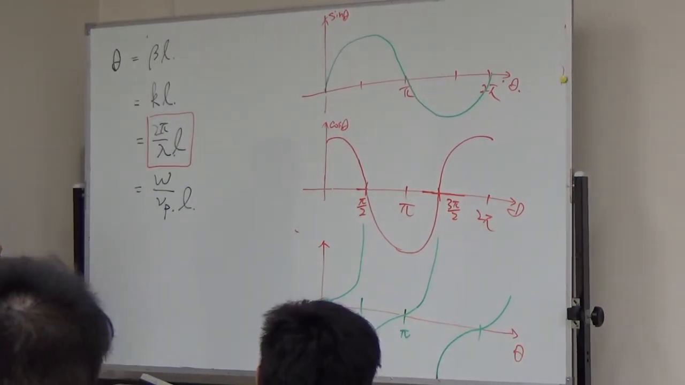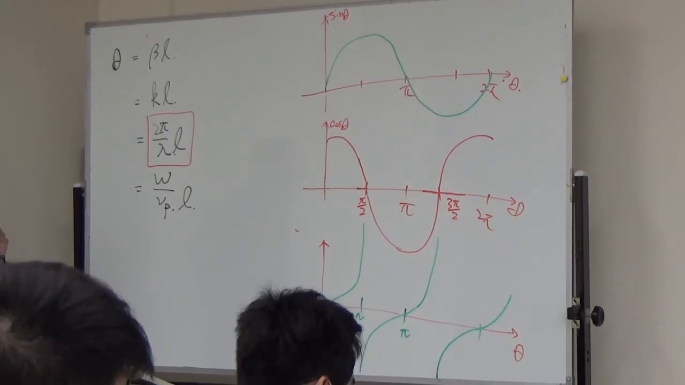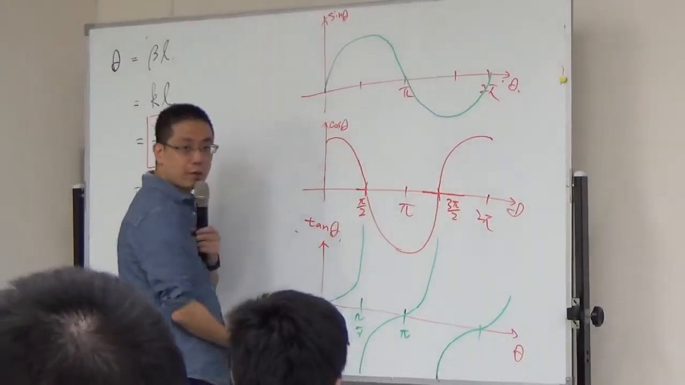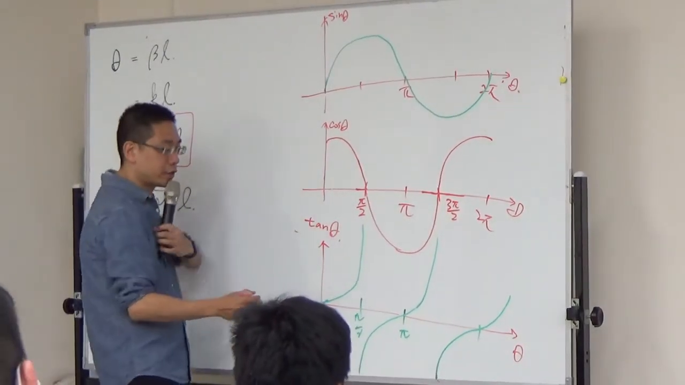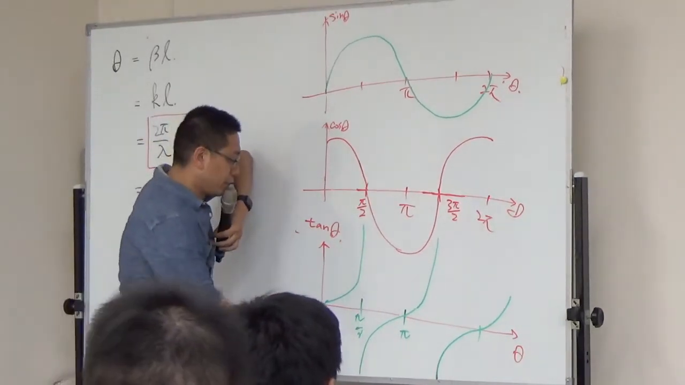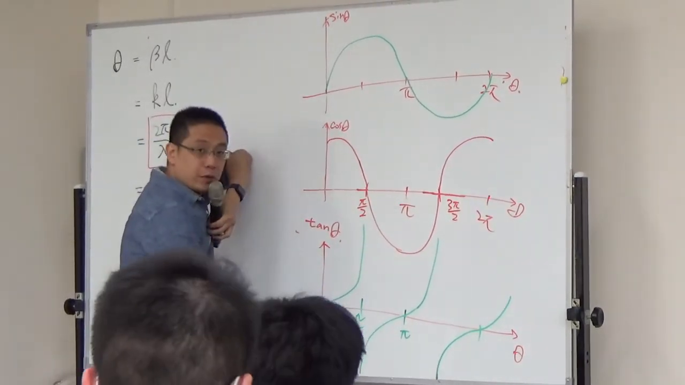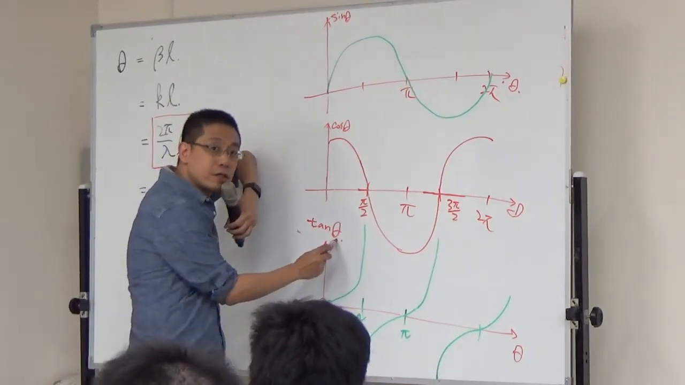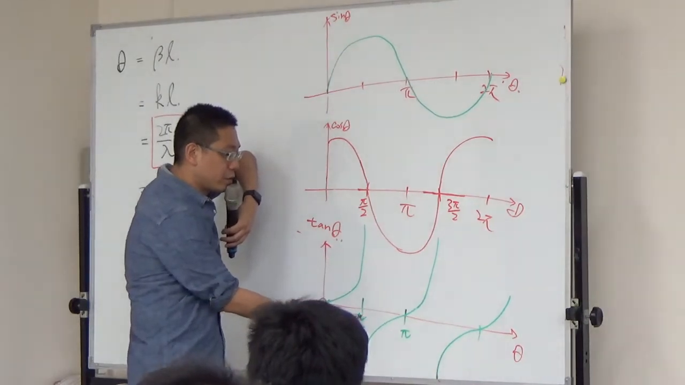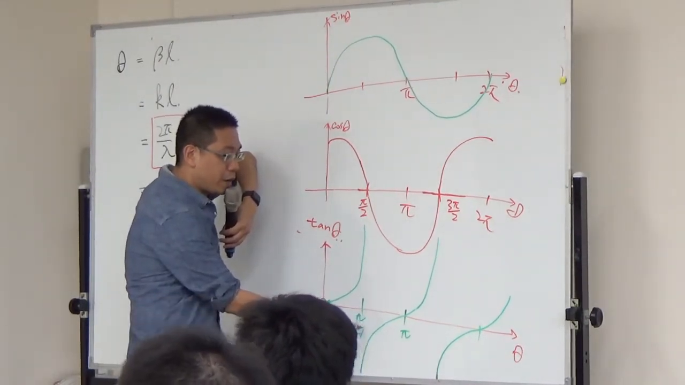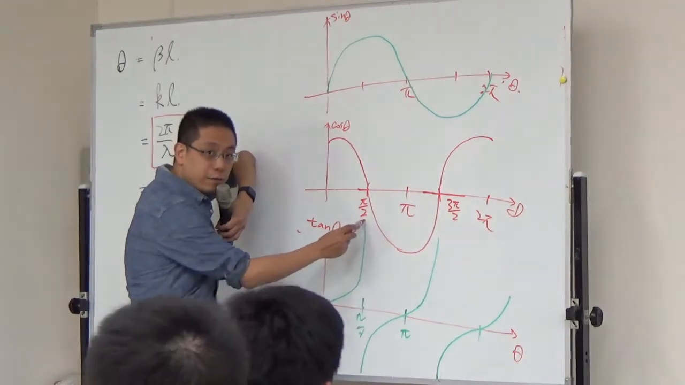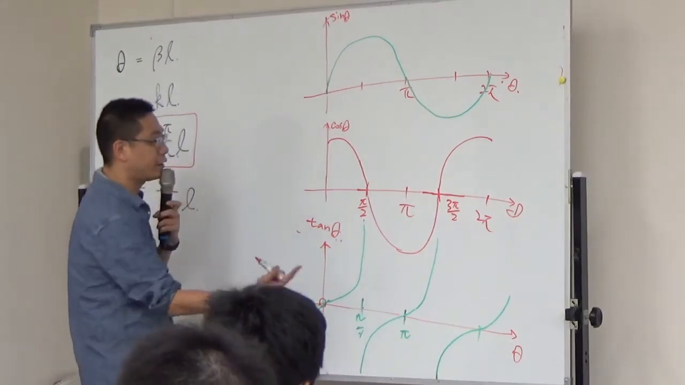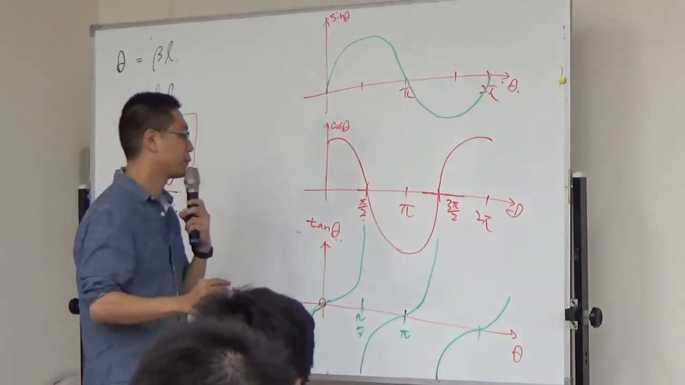We have something special happen to tangent theta. It is repeatable, right? When theta equals 0, tangent theta is 0. When theta is pi over 2, it is infinite. When it is pi, it is 0. Let me write down 2 things we obtain from here.